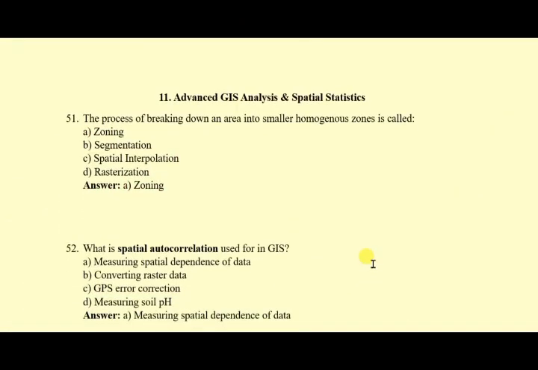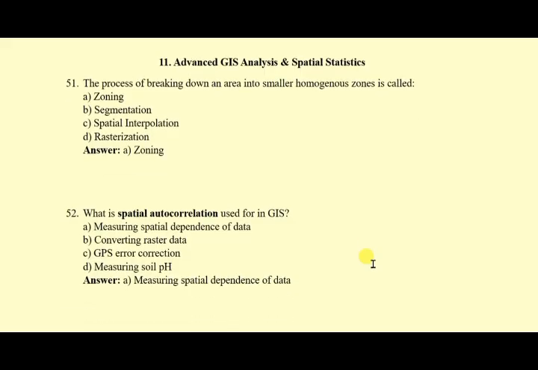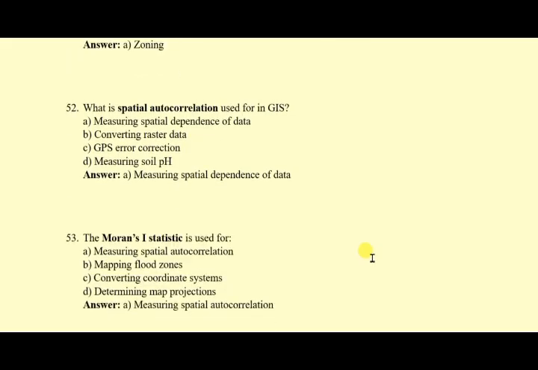Question number 51 on the 11th category, advanced GIS analysis and spatial statistics. 51. The process of breaking down an area into smaller homogeneous zones is called zoning, segmentation, spatial interpolation, rasterization. The answer will be zoning.